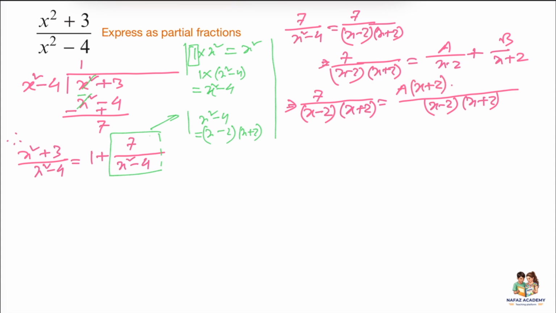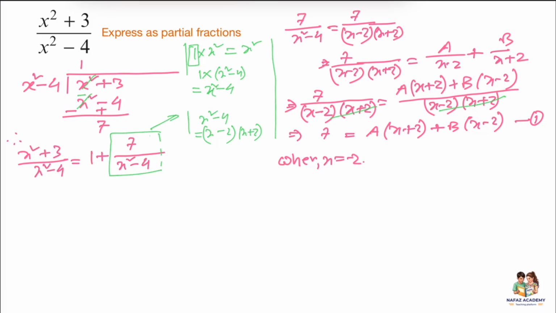So for a, x minus 2 is eliminated. For b, x plus 2 is eliminated. Cancel out both of them, they are the same. So 7 equals a times x plus 2 plus b times x minus 2. It is equation 2, for example, or equation 1. Actually equation 1 is the top one.